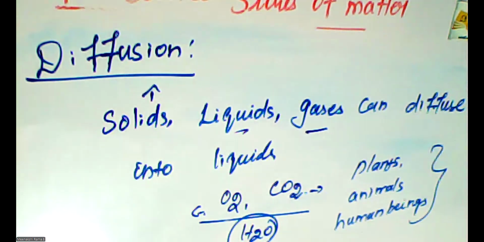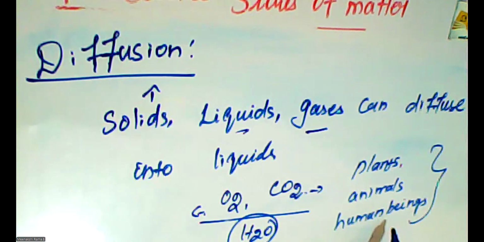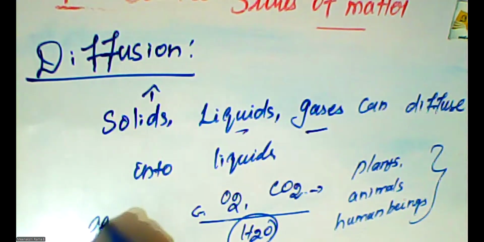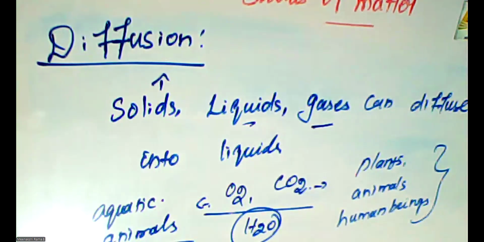So oxygen is diffused in this water, and the aquatic animals breathe with the help of that water. How do they breathe? The aquatic animals receive the oxygen from the water. So all living organisms breathe for survival. This is one more concept.